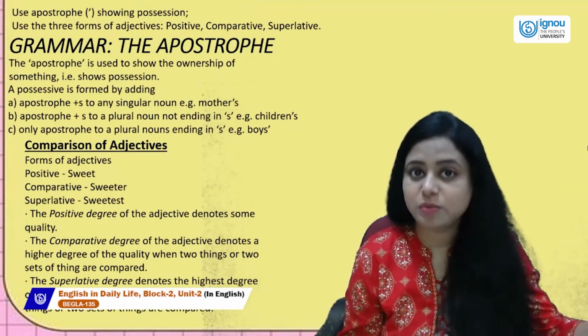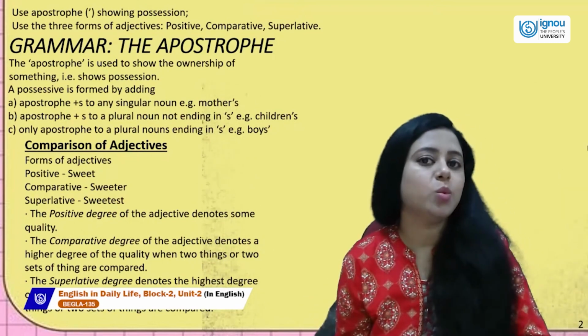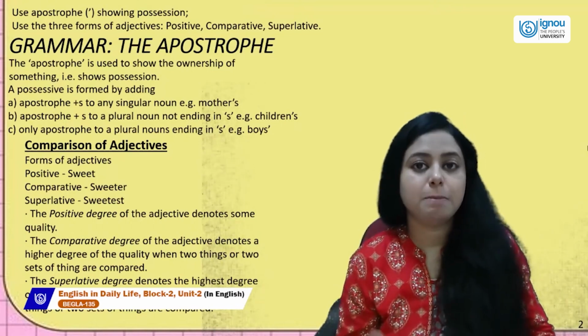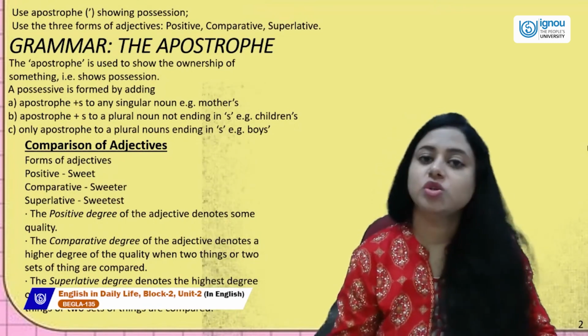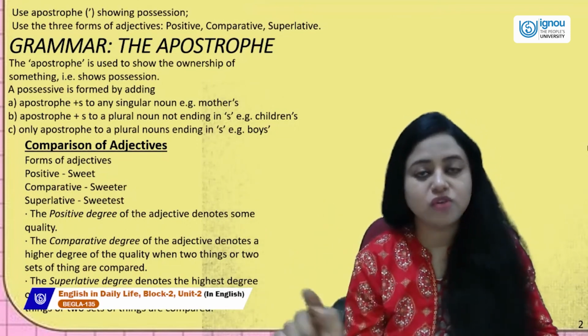In the previous plural nouns, they did not end with s. Children, men, women, mice. They did not end with s. So you put an apostrophe and s.